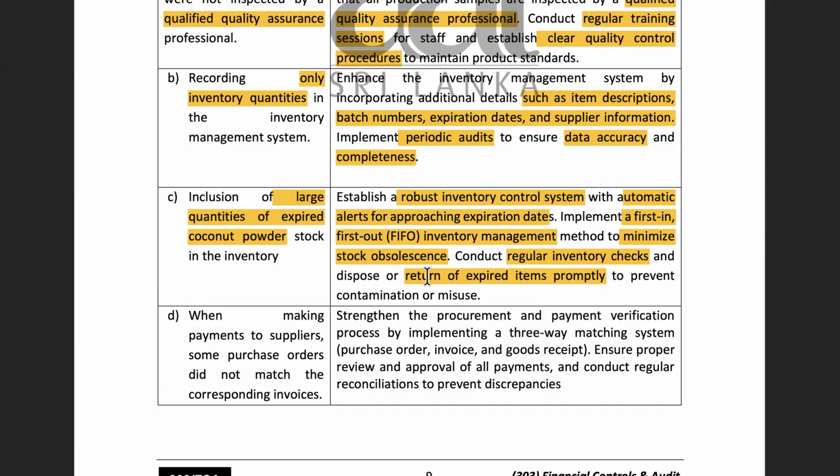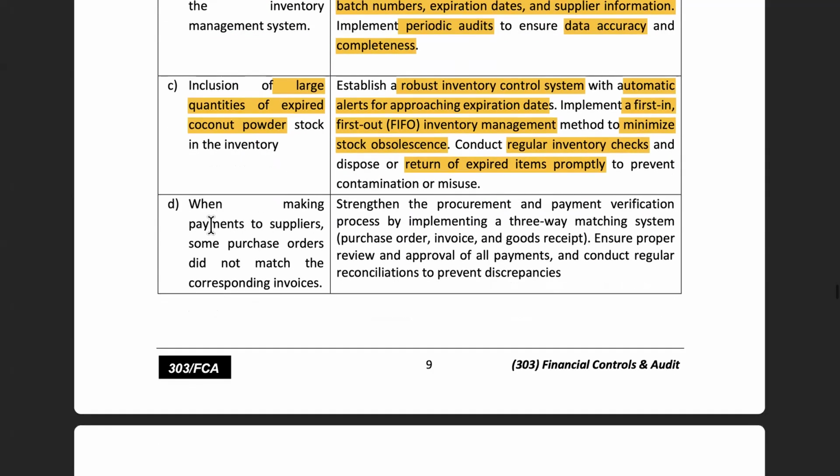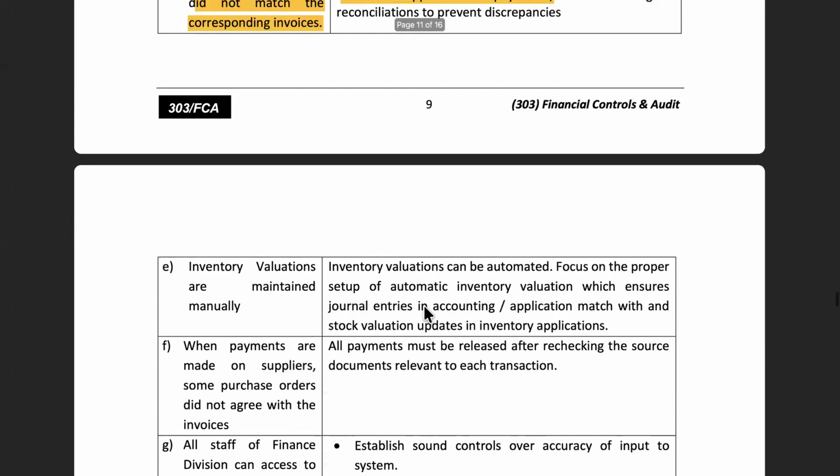As well as, when making payments to suppliers, some purchase orders didn't match the corresponding invoice, as I mentioned earlier. Strengthen the procurement and payment verification process by implementing a three-way matching system. So purchase order, invoice, and goods receipt should be checked. So ensure proper review and approval of all payments and conduct regular reconciliation to prevent discrepancies.